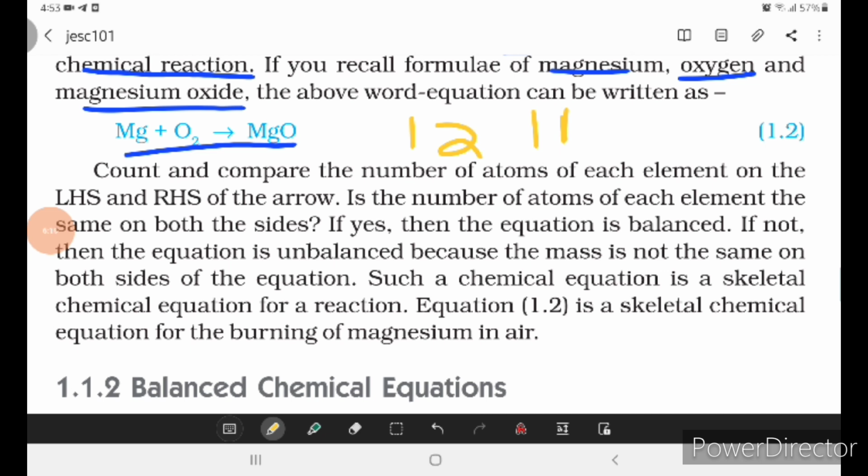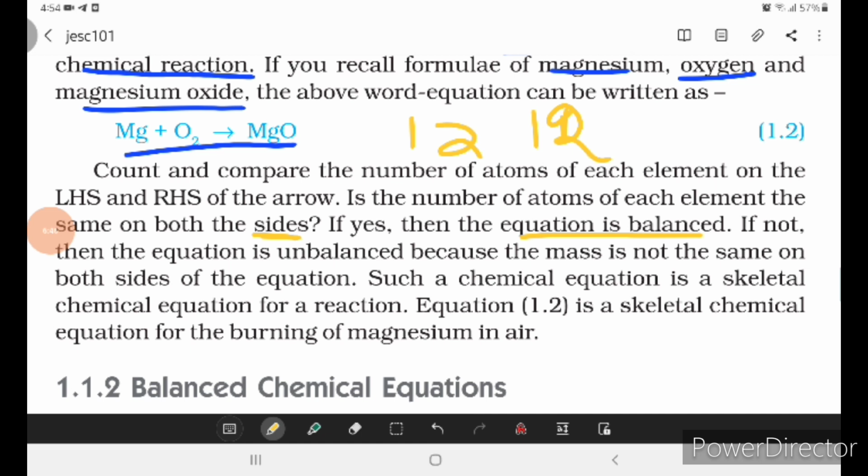In our lower classes, we have learnt about a law called the law of conservation of mass, that is, matter is neither created nor destroyed, that is, the number of magnesium atoms reacted will give rise to the same number of magnesium produced, right? Is the number of atoms of each element same on both sides? Obviously no, because we have 2 oxygen on left hand side and 1 oxygen on the right hand side. If yes, then the equation is balanced. For suppose you have 2 oxygen on left hand side also, then you can say that the equation is balanced.